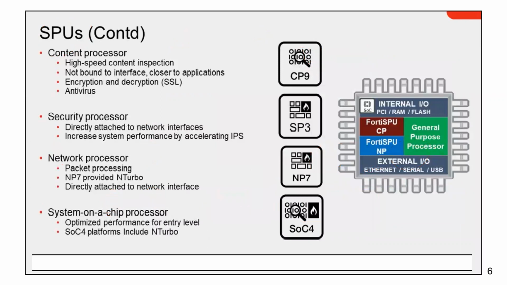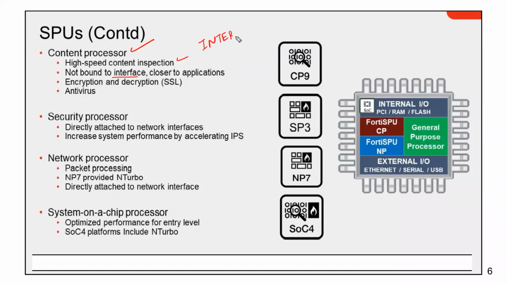Okay, now let's talk a little bit deeper about the content, security, network processors and all these things. Maybe in the interviews you might be asked what is CP and NP and all these things. So over here, let's talk about the content processor first. When it comes to the content processor, it's all about encryption and decryption. It's content, right? So all the kind of scanning which happens. High speed content inspection, not bound to interface. This is very important. It is a content processor that is not mapped to an interface.